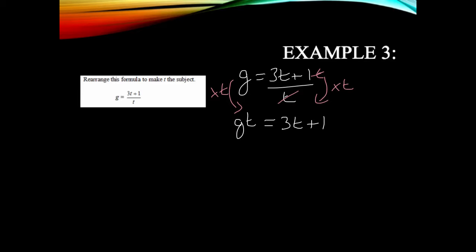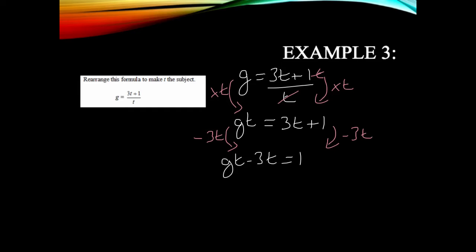Now, I still can't really quickly see how I'm going to get t to be equal to something, so I've still got two places where t is. I've got a t in this bit and a t in this bit. Okay, I'll show you what we're going to do. We need to take 3t from both sides. So minus 3t. The reason we're doing this is we're trying to get all the t's onto the left hand side. So I've got gt minus 3t equals 1.